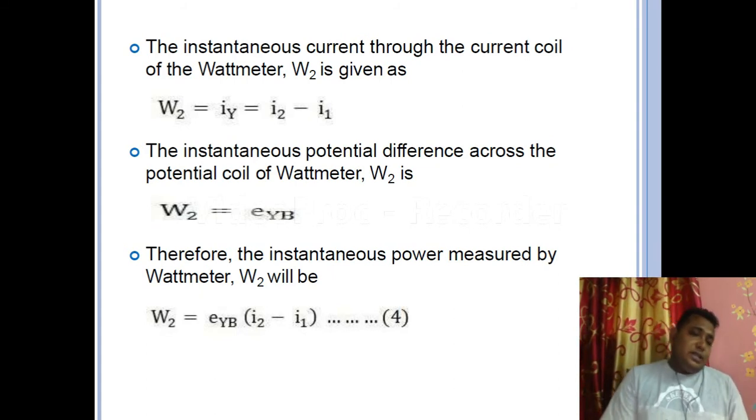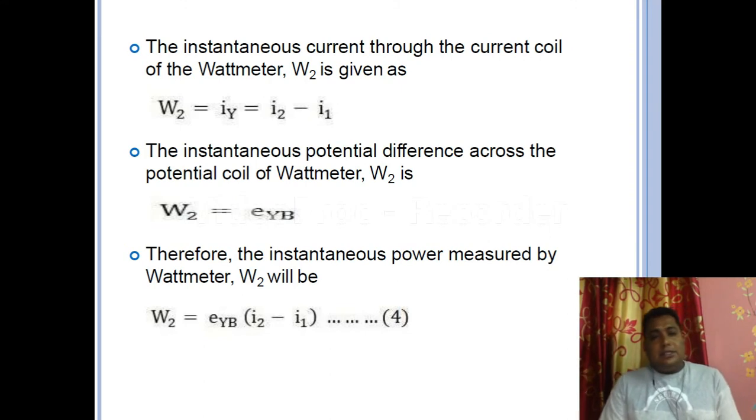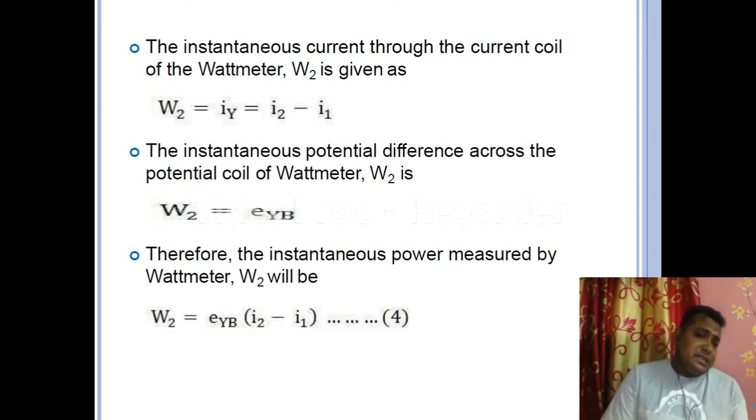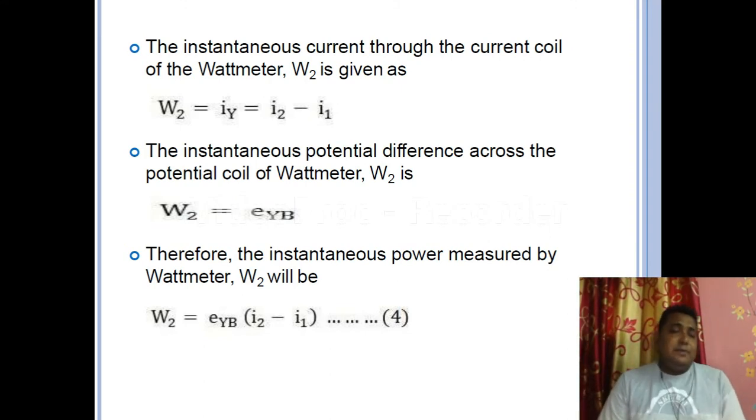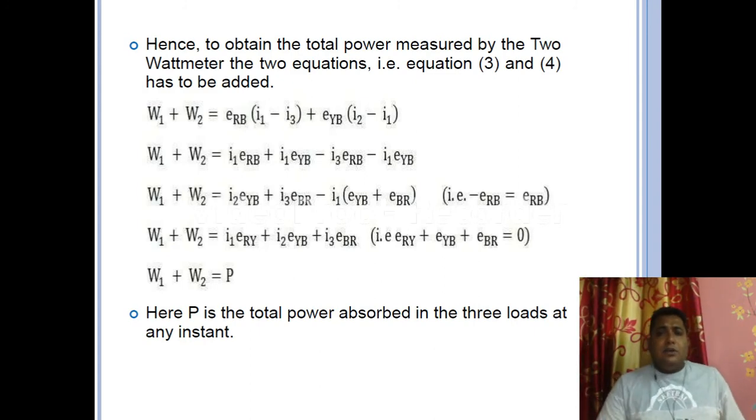Now we are going to see if we add the 2 wattmeter readings, is it going to show us the total power of the system or not? If yes, this method is correct. If not, there should be some change. So let us see what the calculation is showing us. W1 plus W2 we have noted down over here, and we have placed all the values.